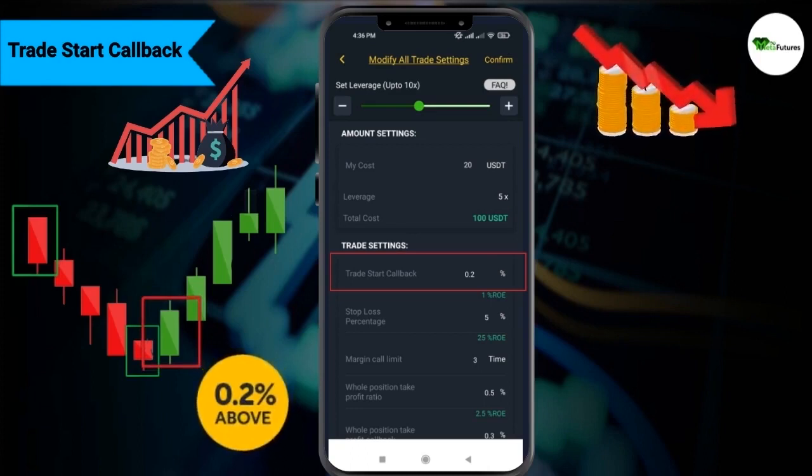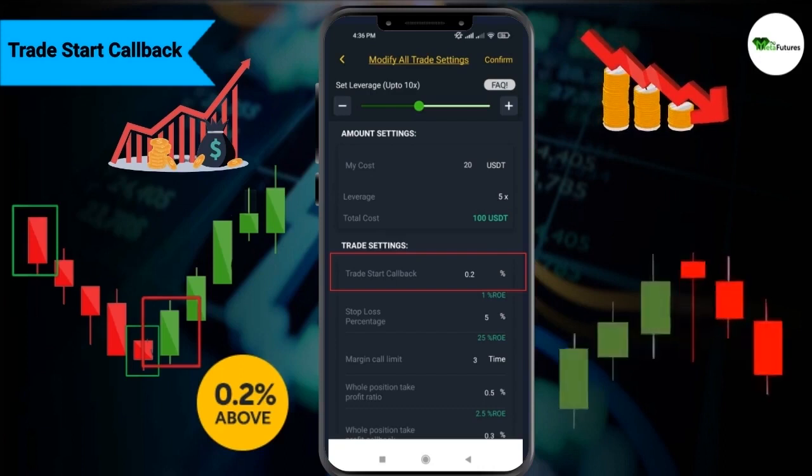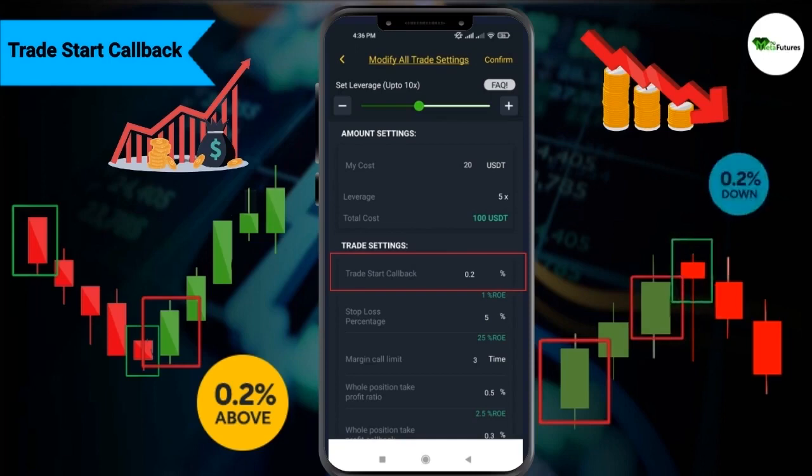Same in another case, if you have placed an order that the market will go down, then the bot will not place an order here. It will wait for the market to go up as much as possible to get the highest value to start the trade. Whenever the market goes down by 0.2%, then immediately the bot will place an order.